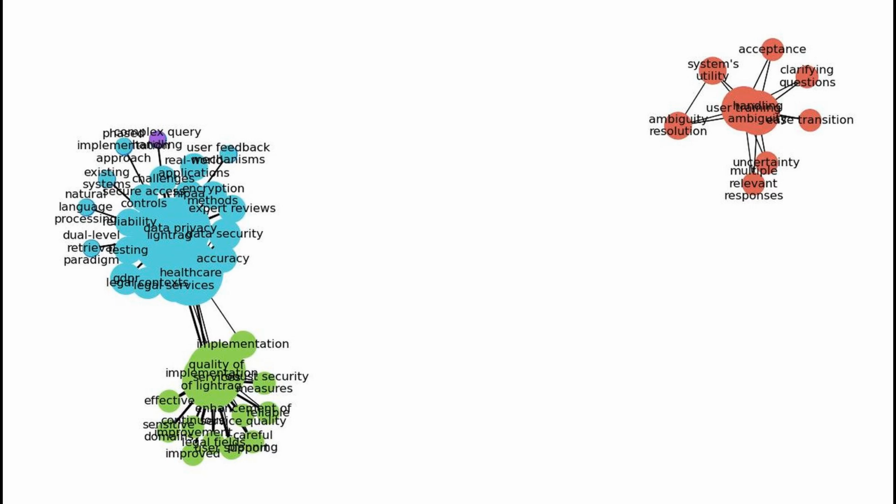1. Data privacy and security. Handling sensitive information in healthcare and legal contexts raises concerns about data privacy. Ensuring that user data is protected and compliant with regulations like HIPAA in healthcare or GDPR in legal contexts is crucial. To address this, robust encryption methods and secure access controls should be implemented, along with regular audits to ensure compliance with legal standards.